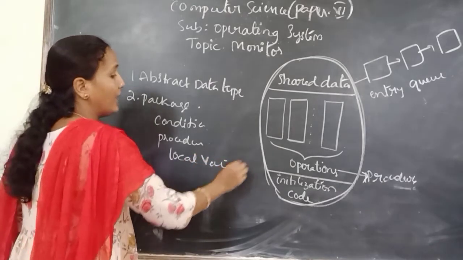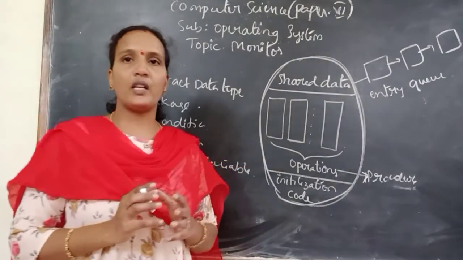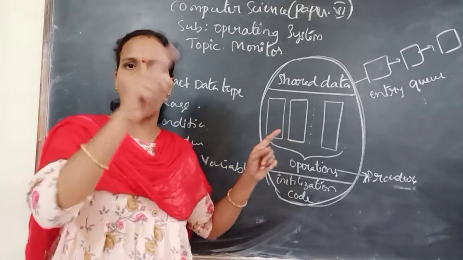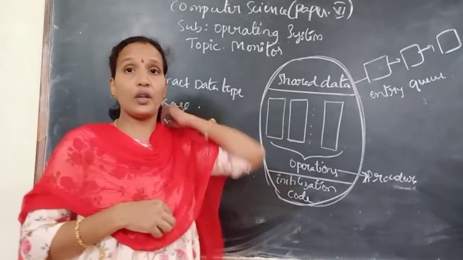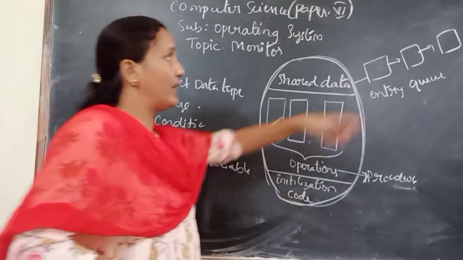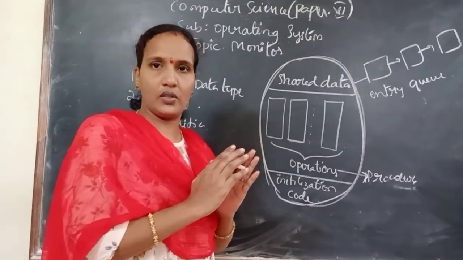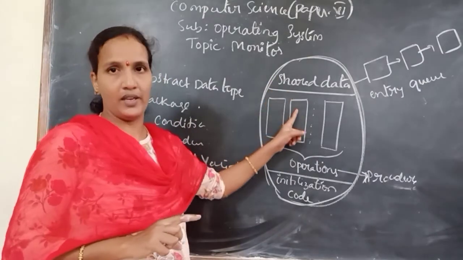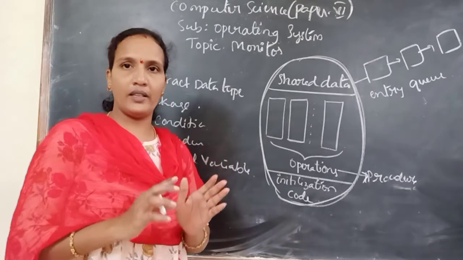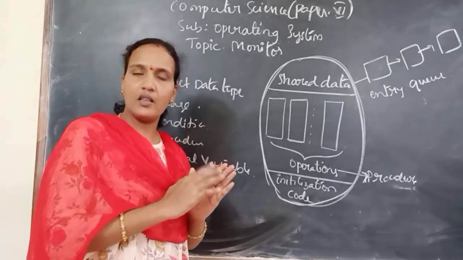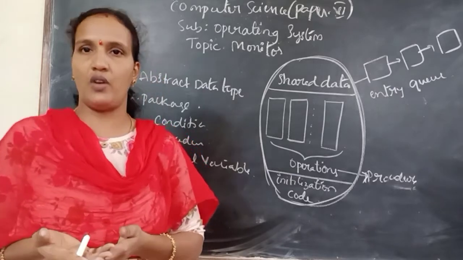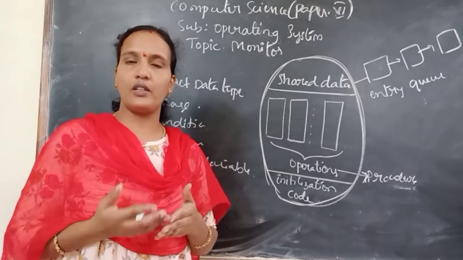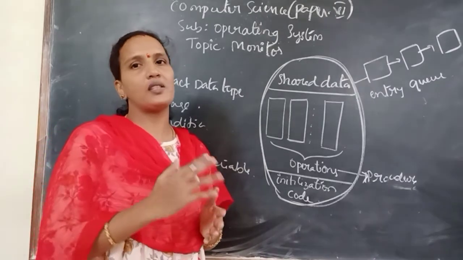Whichever process wants to use the functions inside the monitor, it is a block actually. Whenever any process wants to use the shared resources, it should enter the monitor and then use the resources. First it should check whether any process is inside the monitor or not. If any process is inside, the new process cannot enter the monitor. If there is no process inside, then a process can enter.